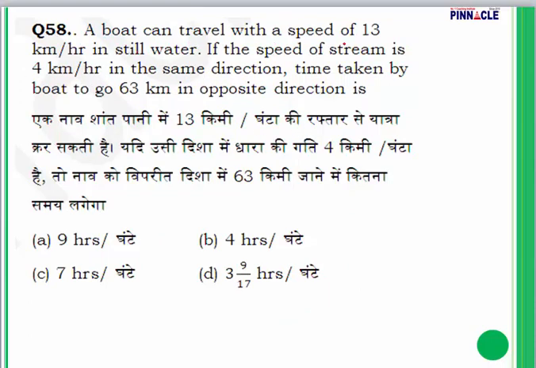Next question, question number 58. A boat can travel with a speed of 13 km per hour in still water. If the speed of the stream is 4 km per hour, what is the time taken by the boat to go 63 km in the opposite direction?